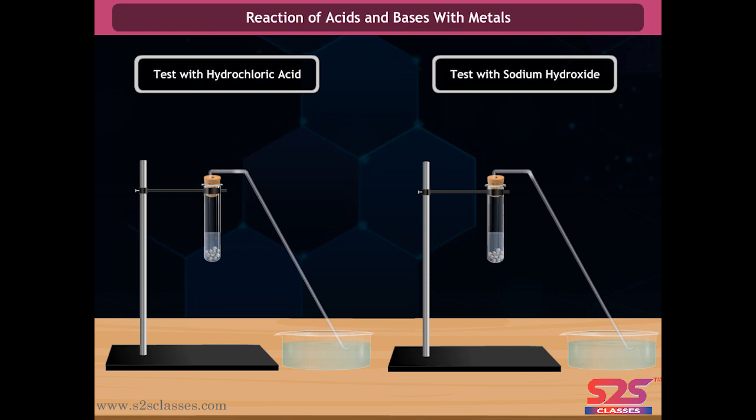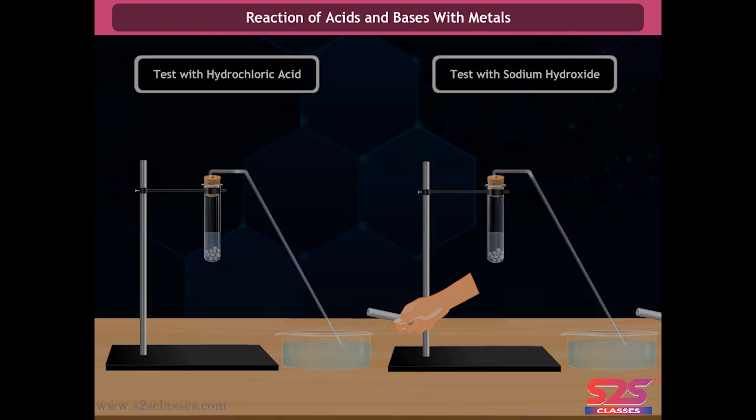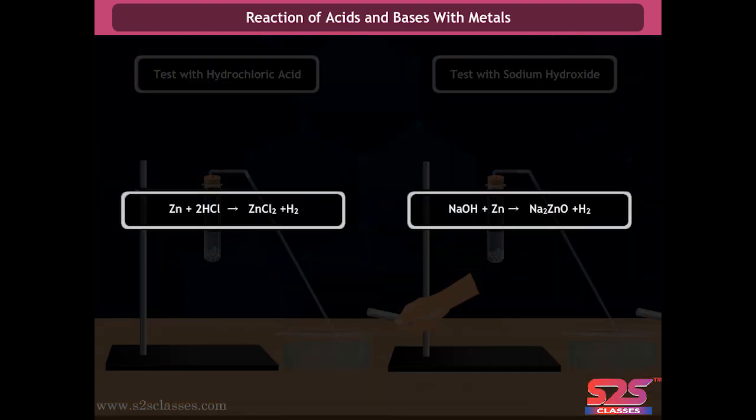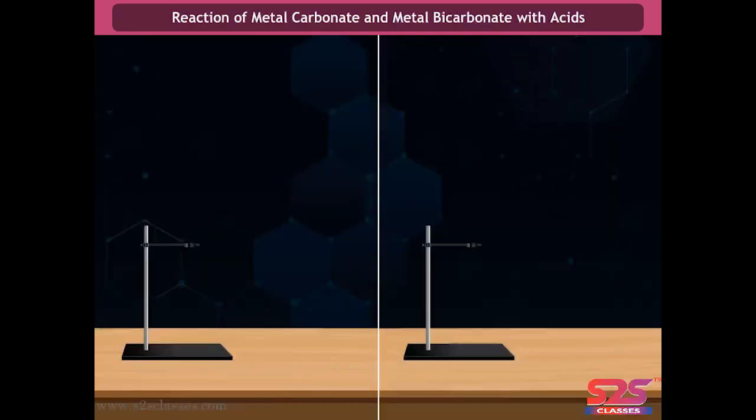Now observe them carefully. You will observe some bubbles. A gas is produced in both the test tubes. The gas evolved passes through the soap solution. Take a burning candle near a gas-filled bubble. Observe it carefully. You will find that a pop sound is produced. From this activity we can conclude that acids and bases react with metals to give hydrogen gas and their corresponding salt.